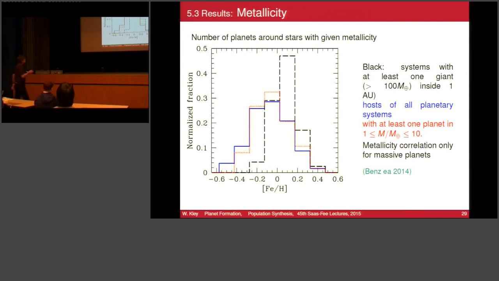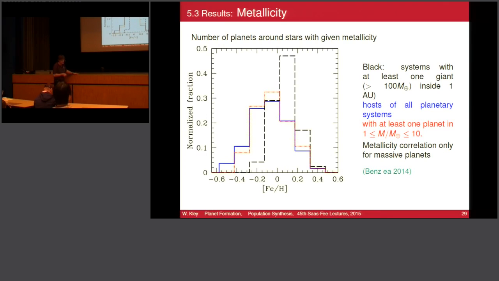Good. And this is now the metallicity distribution of the observed planets, the number of planets around stars with a given metallicity. This was the diagram I showed you in the beginning. You can do this for planets of different masses. The black dashed line here is the high-mass systems with giants in them, and you only get these giants if you are slightly offset towards larger metallicity.